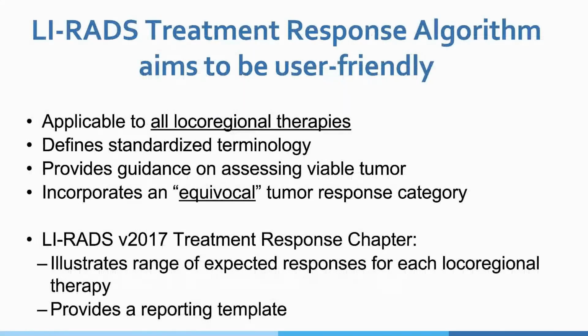So the aims of the LI-RADS response working group were to develop an algorithm that was applicable to all local regional therapies, regardless of which one, to define standardized terminology, to provide guidance on assessing viable tumor, and to incorporate an equivocal tumor response category. And all of this you can download from the manual. It was first published in 2017. The 2018 version of the manual is identical as far as treatment response is concerned.